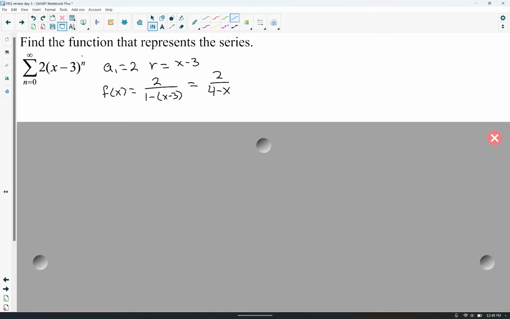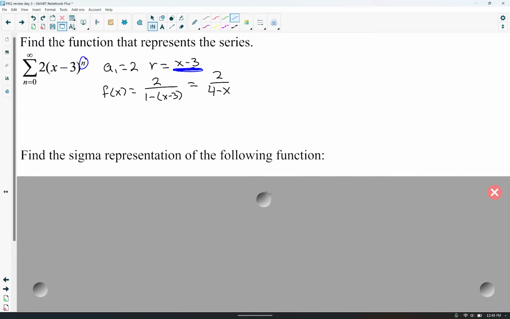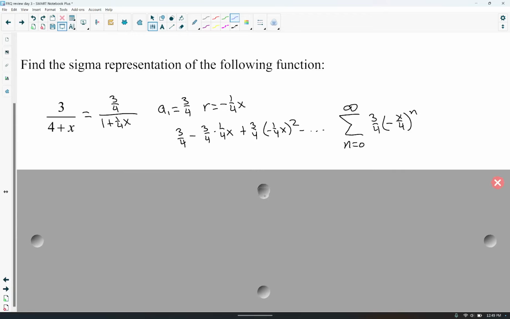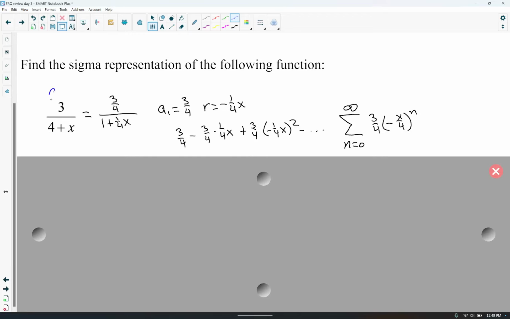If you plug in 0 for this, you get 2 times 1, that's 2. And then the r, what we're multiplying by, I almost said radius, not the radius, what we're multiplying by is x minus 3. So here's a sub 1 over 1 minus r, and did a little simplification. Find the sigma representation of the following function. Well, this is almost a sub 1 over 1 minus r, almost.